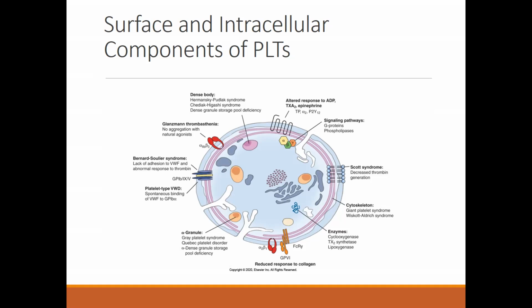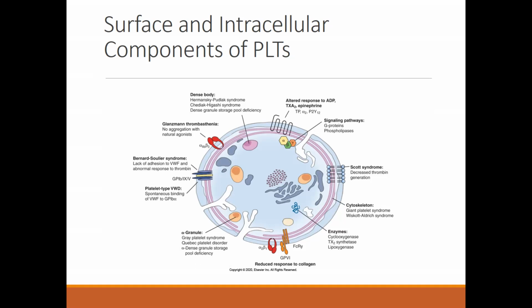But let's go over all of these features that the platelet has. So you know platelets have, let's start all the way at the bottom, alpha granules, and they secrete substances, right? So there are diseases that are related to the alpha granules, like gray platelet syndrome and Quebec platelet syndrome, also alpha dense granule storage pool deficiency. These are disorders that have to do with the alpha granules in the platelets.